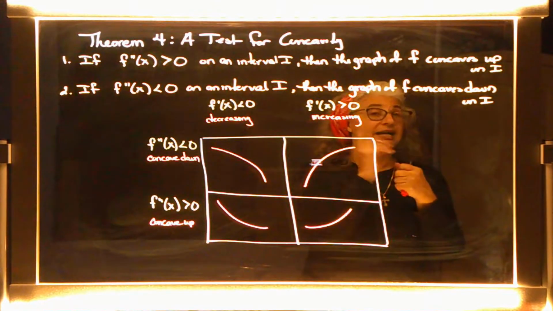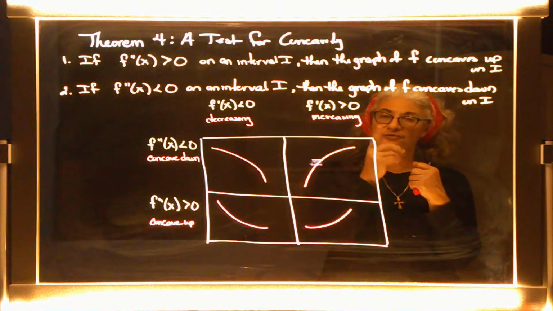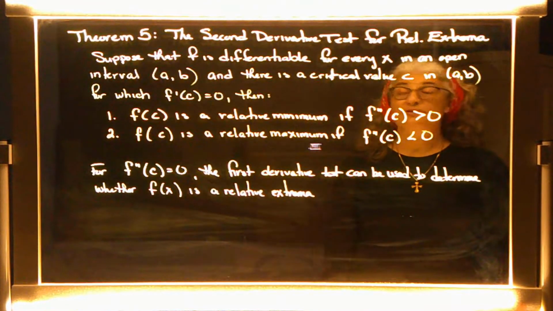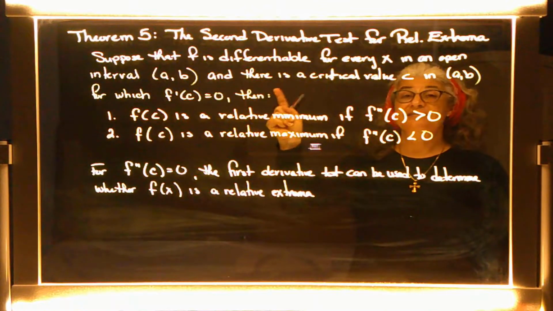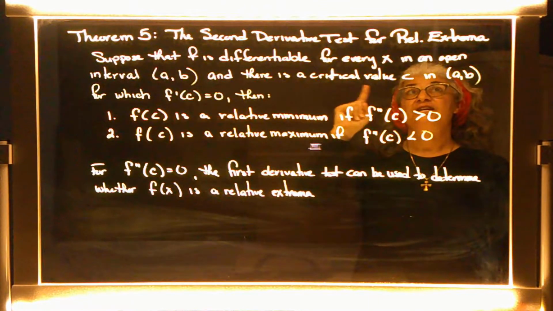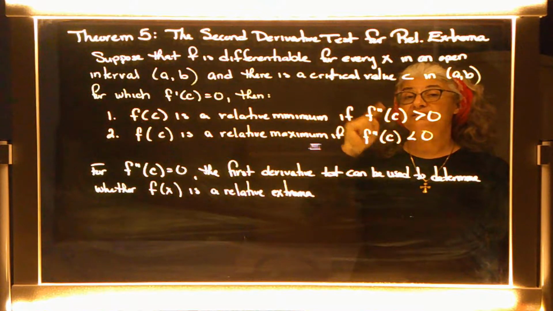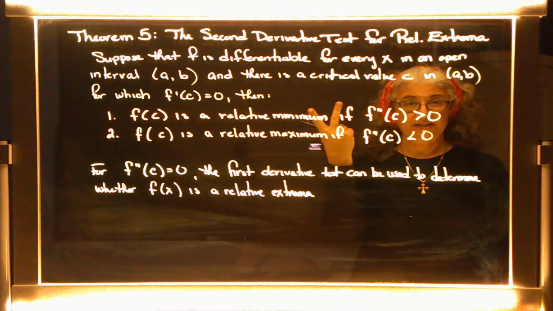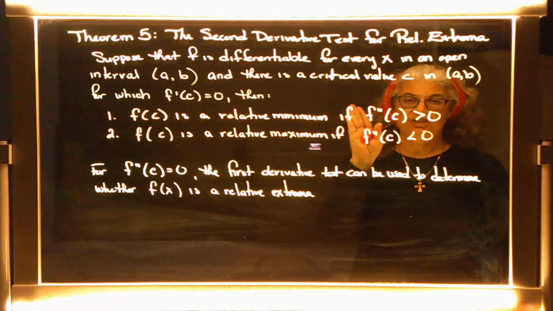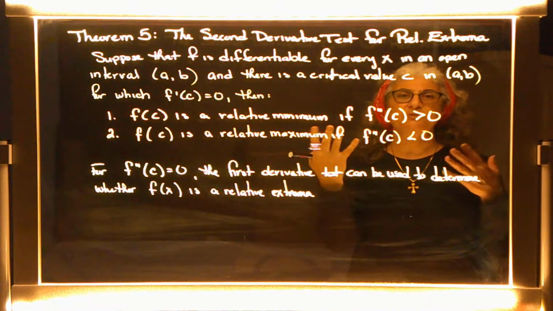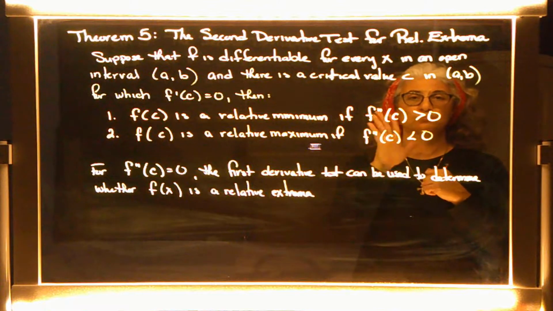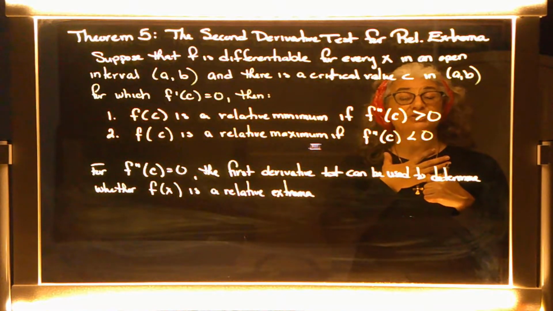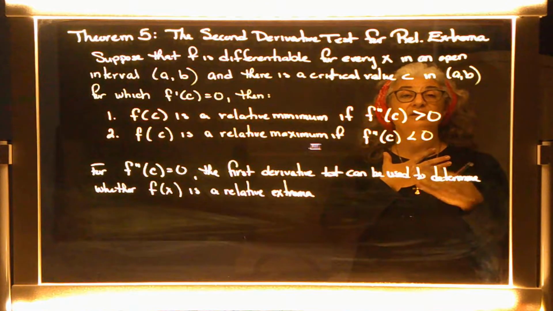Okay, stay tuned. I've got another theorem for us before we get into some examples. I'll be right back. So let's look at this next theorem. This theorem is the second derivative test for determining relative extrema. So we have the first derivative test, and now we have a second derivative test. So just hang in there, because some of you are going, oh my gosh, which one do I use? Just relax, okay? We'll get there. Let's look at this theorem about using the second derivative to determine relative extrema.